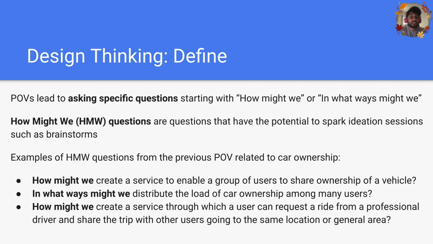More seriously though, the two main outputs of the define stage are a POV problem statement and the associated how might we questions that will lead us into our next step, which is ideation.